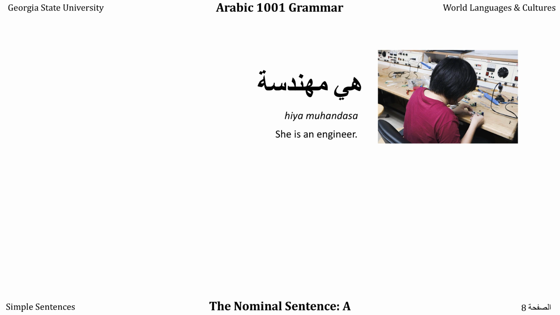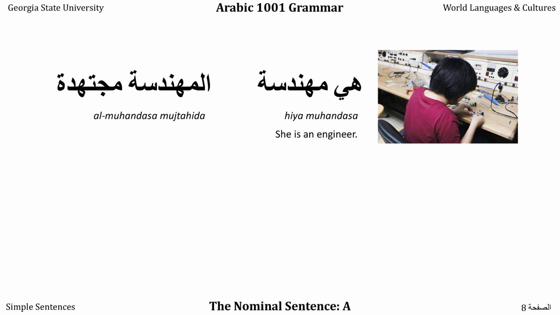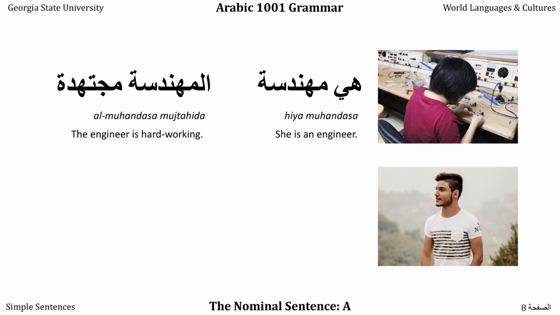But what if we want to say she is the engineer? We can say al-muhandasa mujtahida, and we go from definite to indefinite, so we know that this means the engineer is hardworking. We look at this fellow again, we can say Ashab Omani. So Oman is the name of the country, and Omani is its adjective, so the guy is Omani.